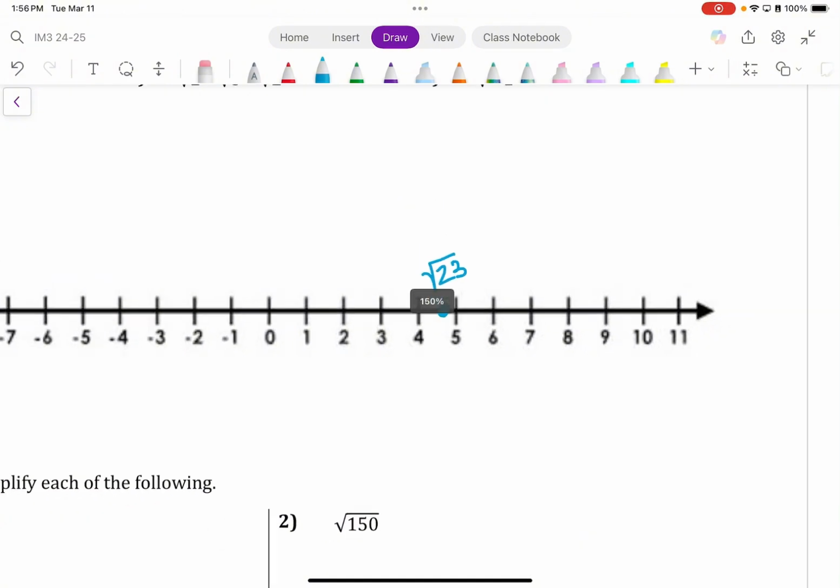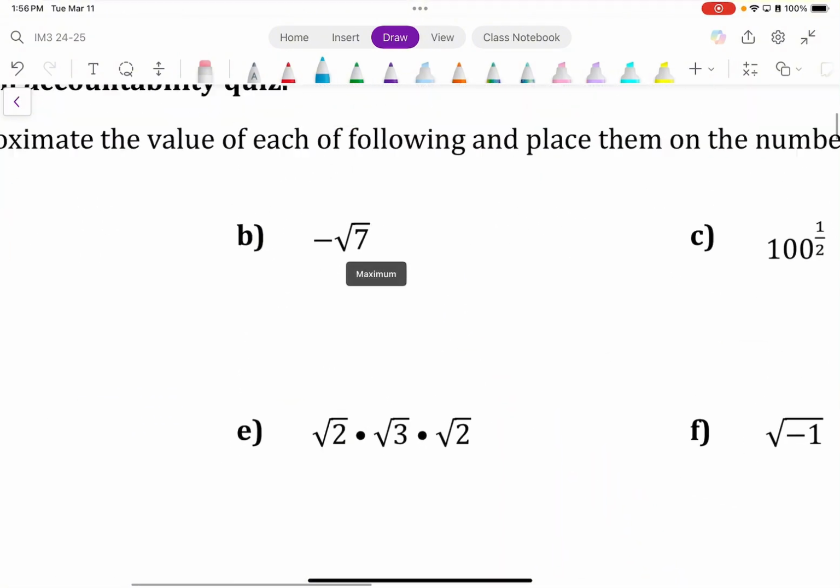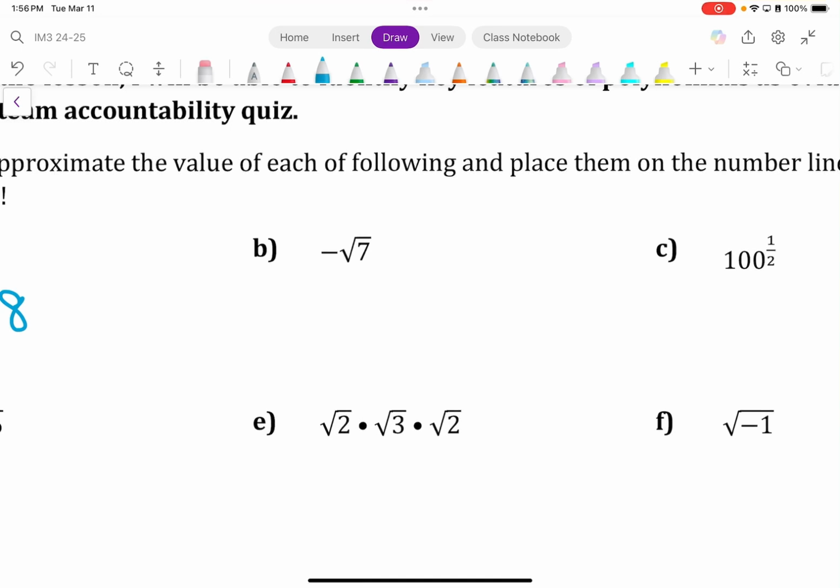All right. I want you guys to try the next one. See what you get. You have 30 seconds.